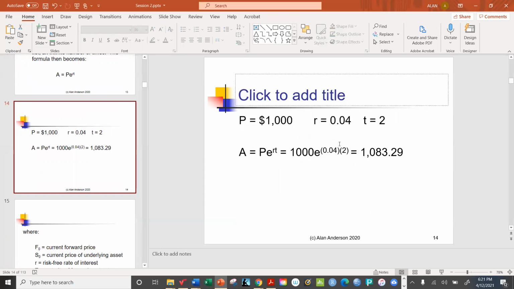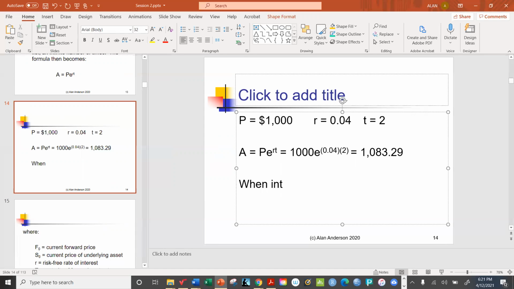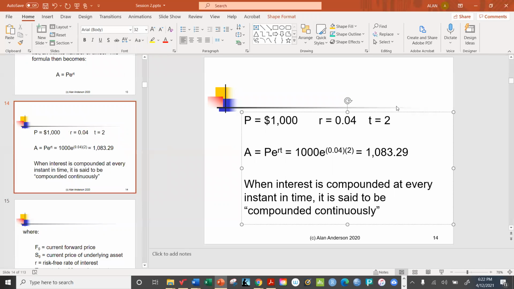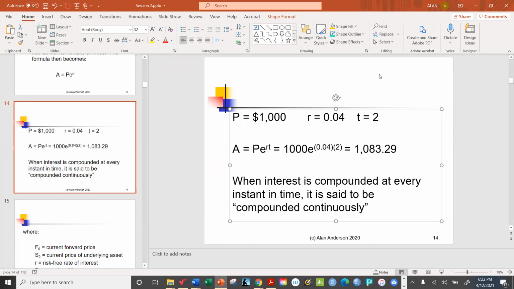Now, what this means is that, by the way, when interest is compounded at every instant in time, it is said to be compounded continuously. What's happening here is that we can assume continuous compounding in our models, and we often do, because it has some very convenient mathematical properties to do it this way.